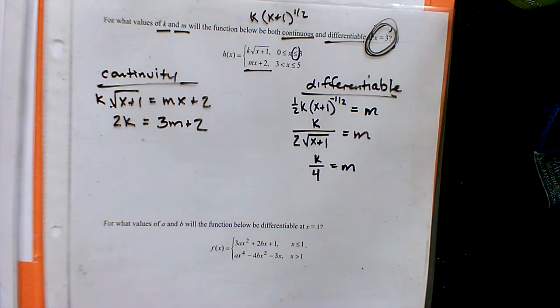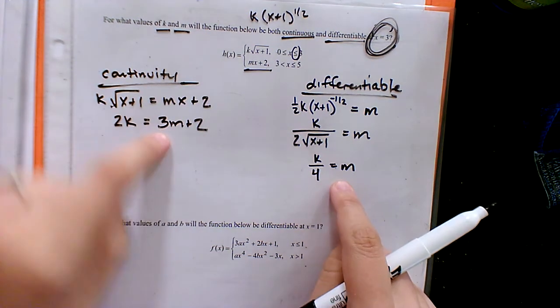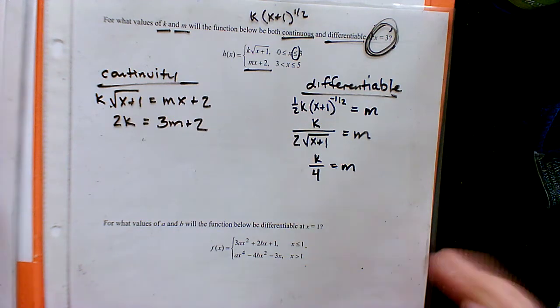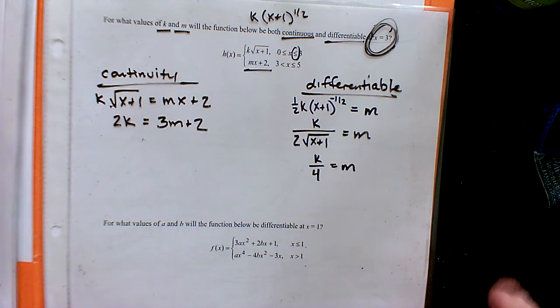So where do you guys want to go from there? Right now we have two equations, two variables. We should be able to use a system to help us out. Do we want to do substitution, elimination? Do we have a preference? Is one kind of set up more appropriately for us right now than the other one?